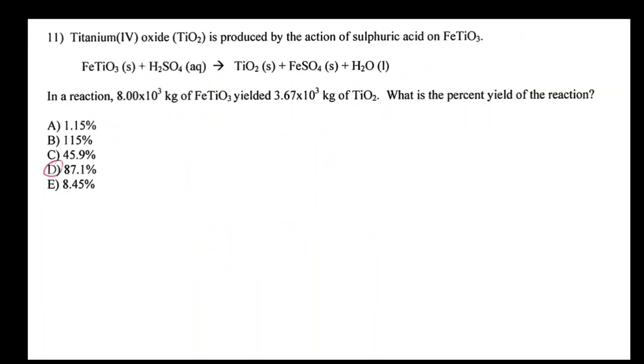Perfect. Okay, so titanium dioxide is produced in the reaction by sulfuric acid on that fun thing. So in the reaction, 8 times 10 to the 3 kilograms of FeTiO3 yielded 3.67 times 10 to the 3 kilograms of TiO2. What is the percent yield of the reaction?